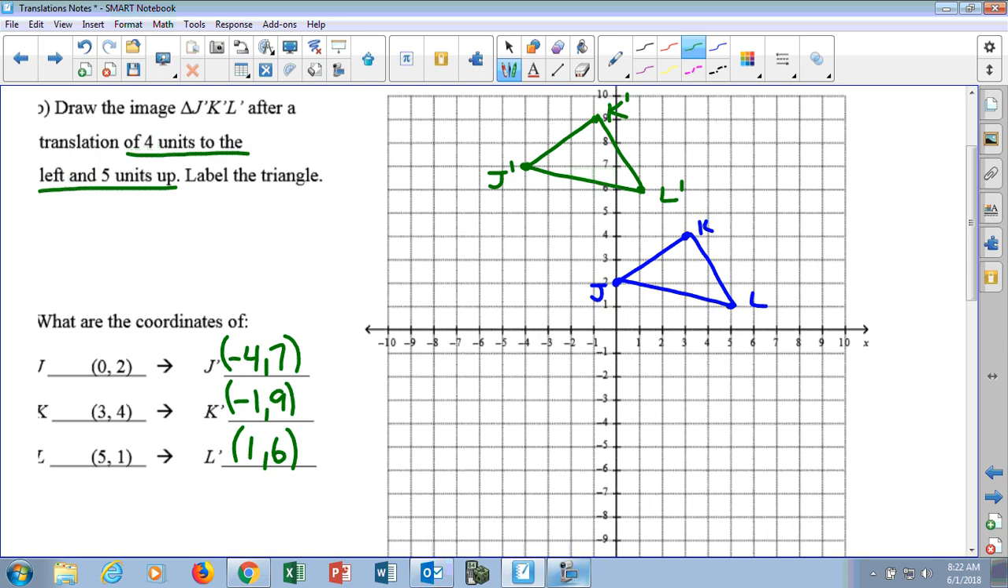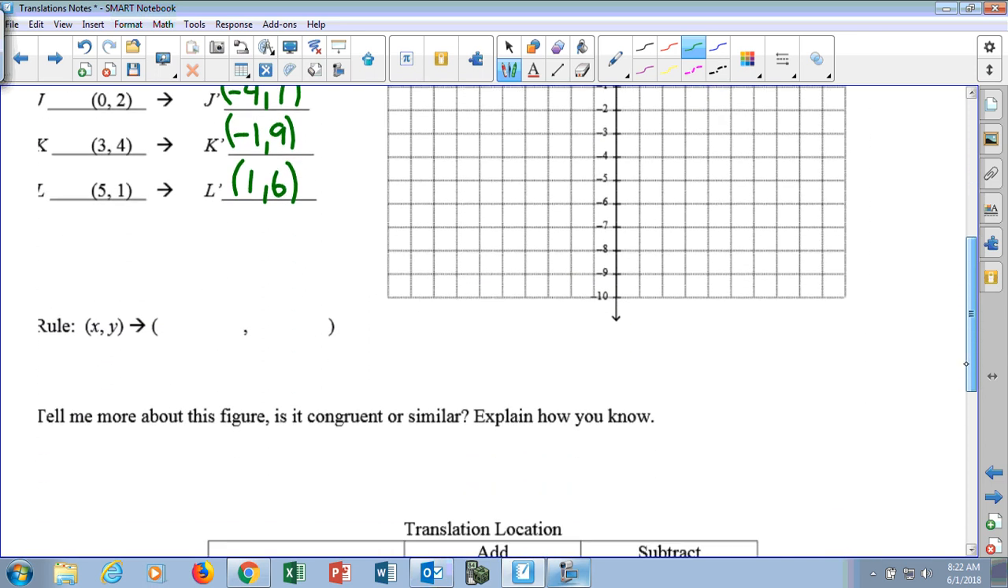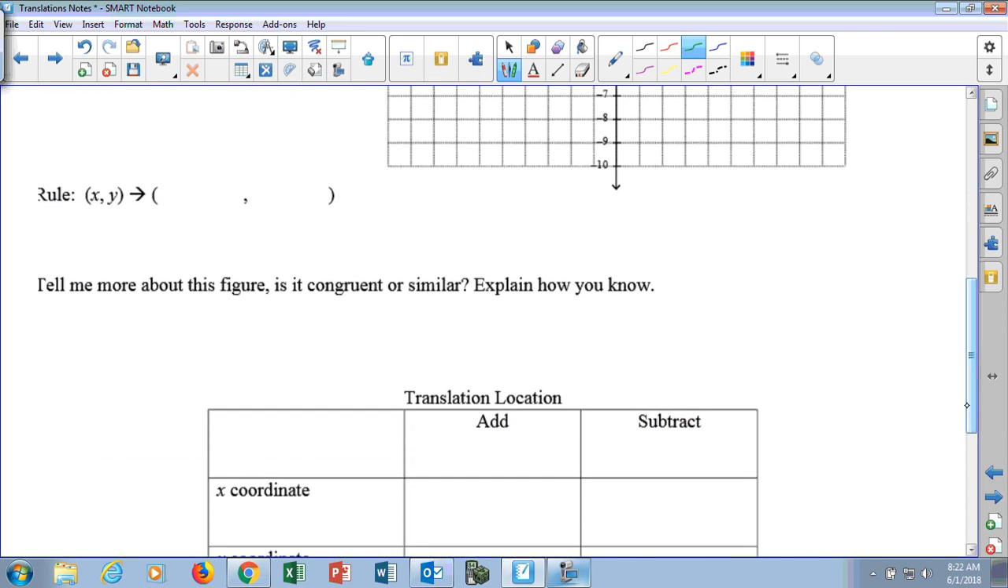Okay? All right, let's go to the table down below. What was our rule? So how can I write the rule here? For the last problem, example 2. Vanessa, what was the rule for x? Okay, so instead of saying x plus -4, we're just going to write x minus 4. Because the minus means we go to the left.